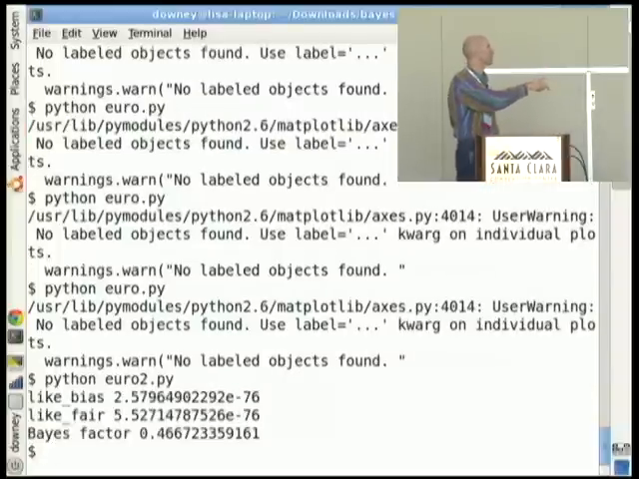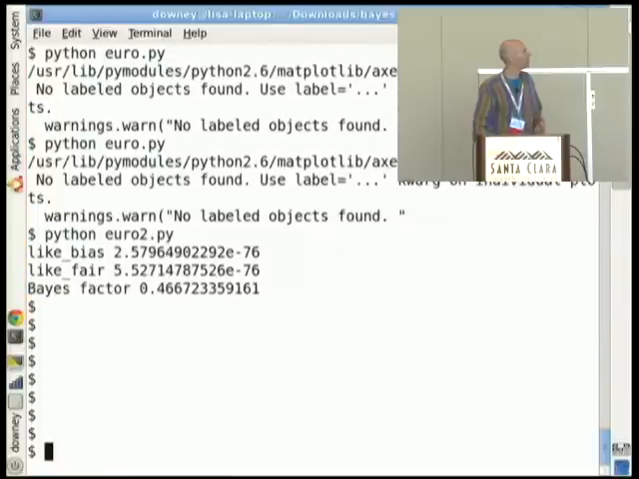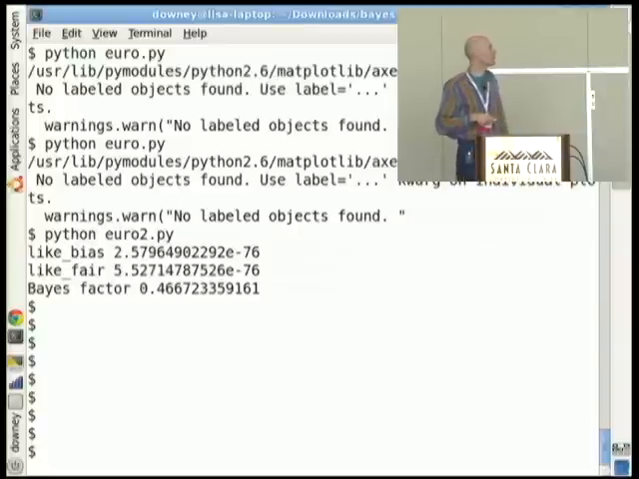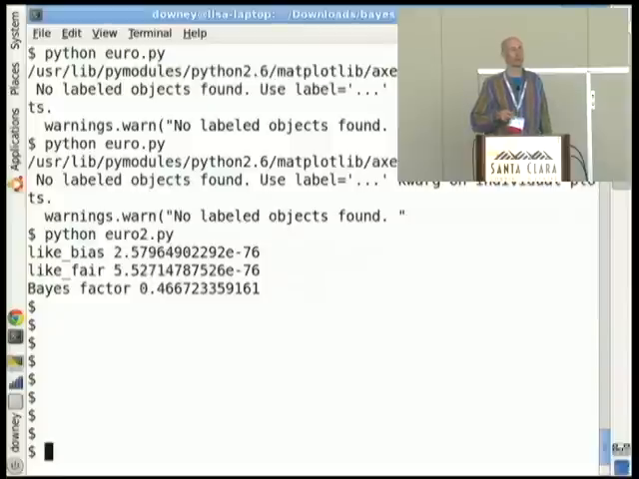So if you run euro2.py, you get three numbers. Scroll that up. Make sure you can see it in the back. So the likelihood of the biased hypothesis is 2.5 times 10 to the minus 76, which is a ridiculously small number. And the likelihood of the fair hypothesis is also a ridiculously small number.